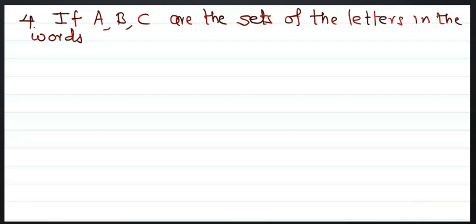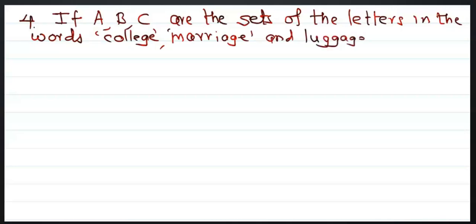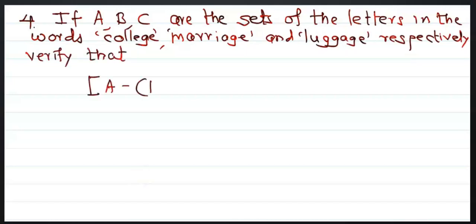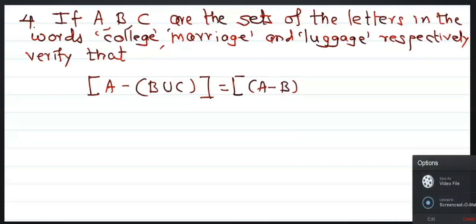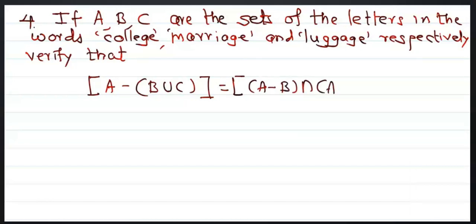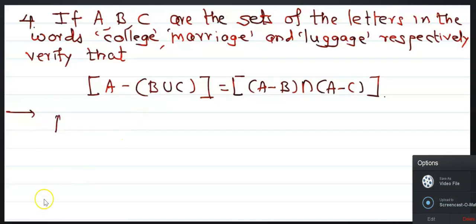If A, B, C are the sets of the letters in the words college, marriage and luggage respectively, verify that A minus (B union C) is equal to (A minus B) intersection (A minus C). This we want to verify.